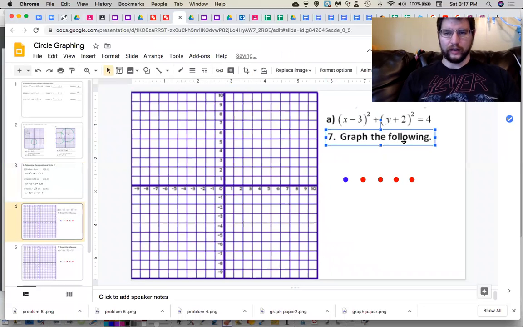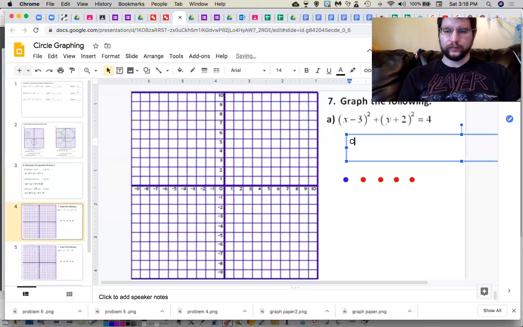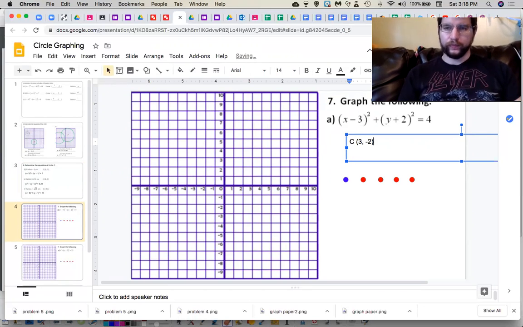For the graphing, here we go. So the directions say graph the following. My face is kind of in the way, sorry. And here's the equation. So what I want you to do is just go ahead and make yourself a note. What is the center? It's going to be 3, negative 2. What's the radius? It's equal to 4, but that's the radius squared. Don't forget, that's already squared, so we need to square root that. So square root of 4 is 2.